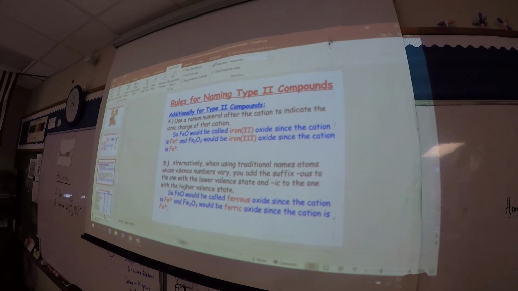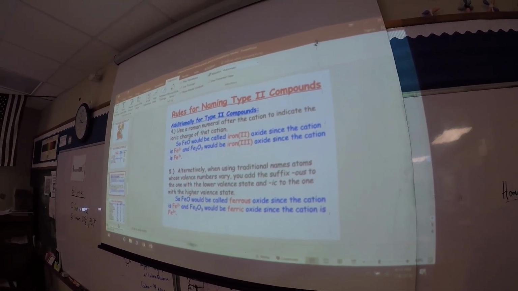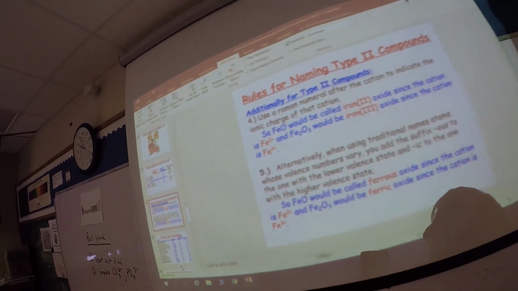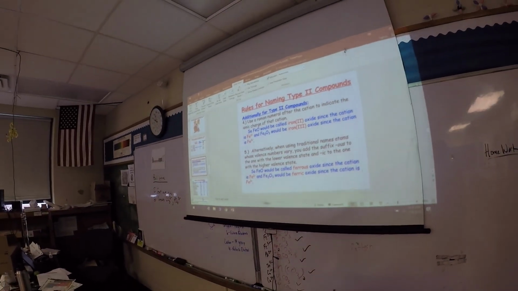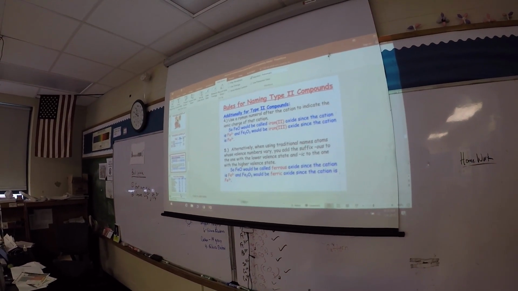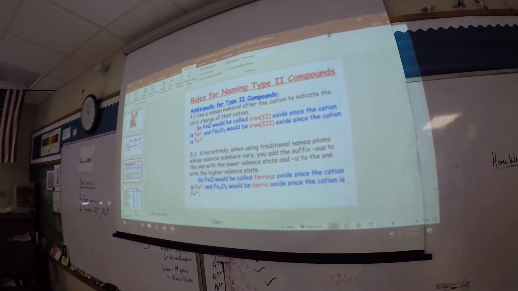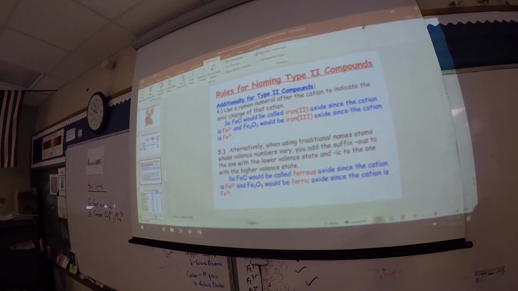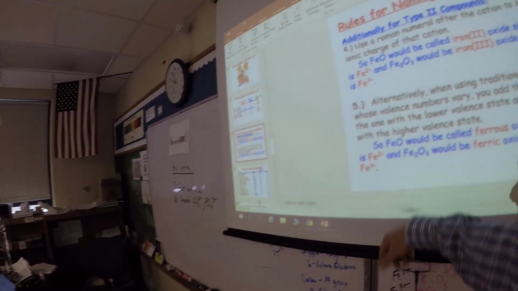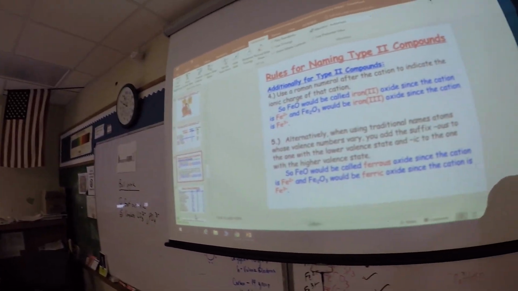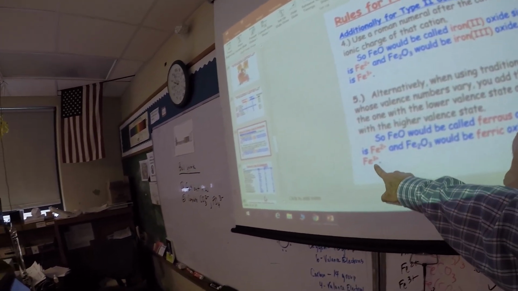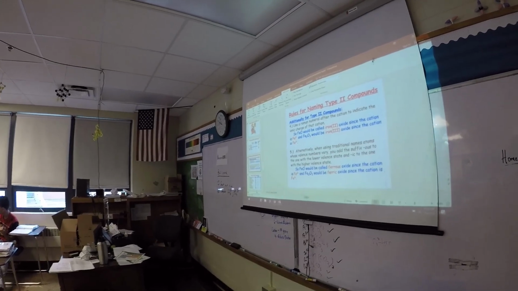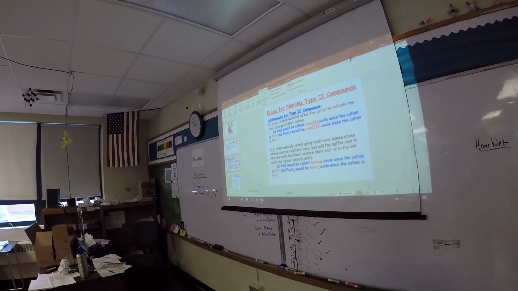It happens a lot more frequently. Typically these transition metals have multiple charges. We typically use the Roman numeral to tell us what the charge is on the metal. Now, if you go back to the Latin origin, you can use ferrous and ferric, which is associated with the charge. The ferrous would be the 2 positive, and the ferric would be the 3 positive. Roman numeral after the cation to indicate the ion charge of that cation.